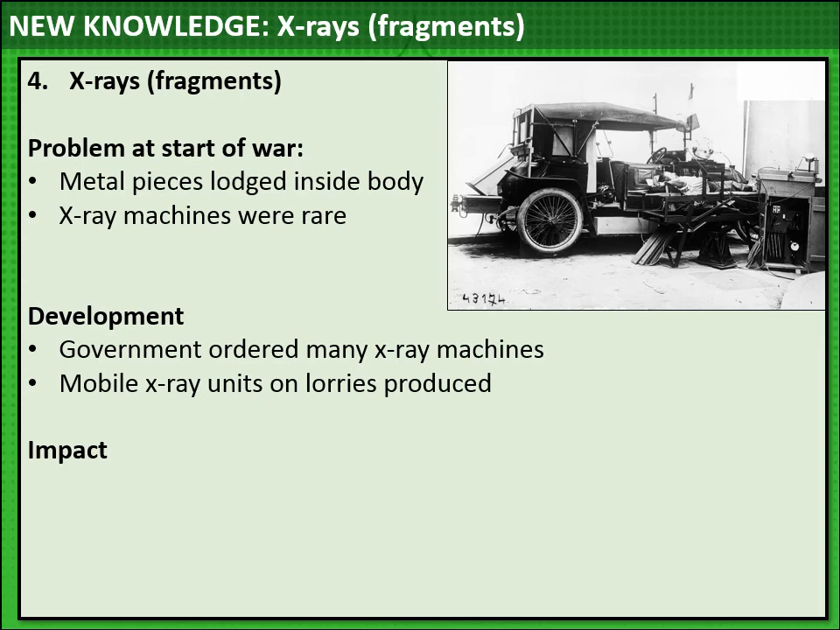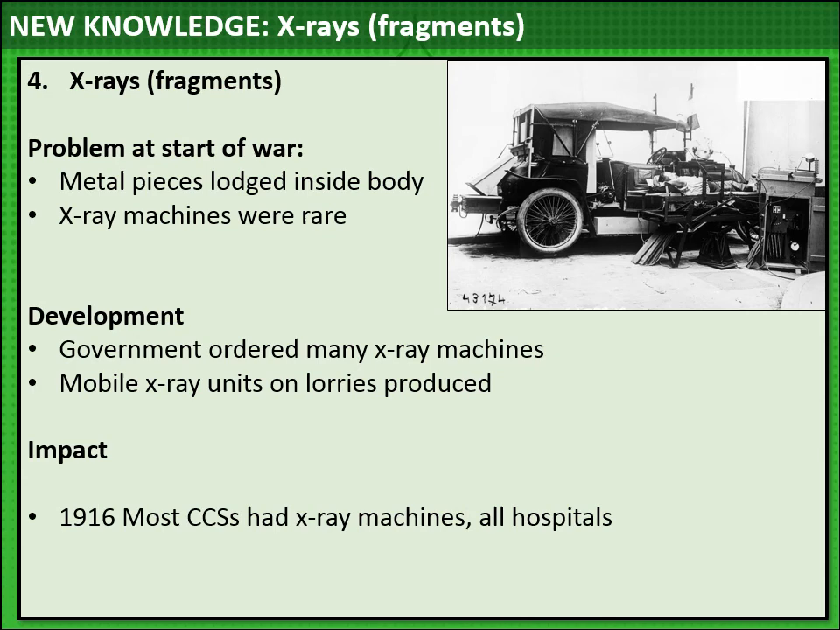So the government stepped in. They ordered lots of new X-ray machines to be manufactured, and research and development went on to make the machines lighter and easier to transport. And improvements were so good that mobile X-ray units on lorries and vans were produced, so X-ray equipment could be taken to where it was needed on the front line. So by 1916, most casualty clearing stations had X-ray machines, and all based hospitals had this equipment.